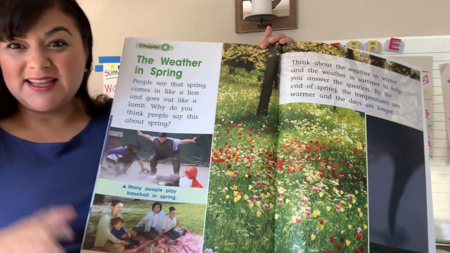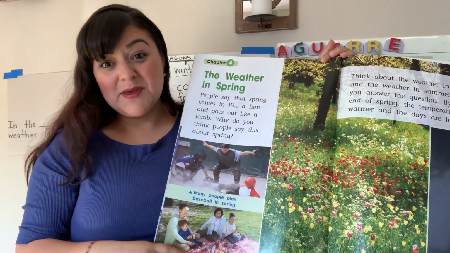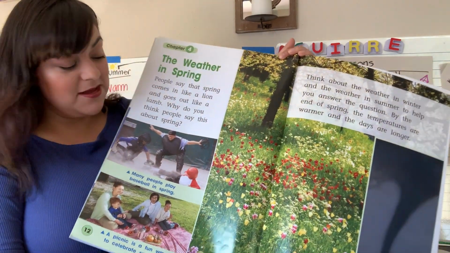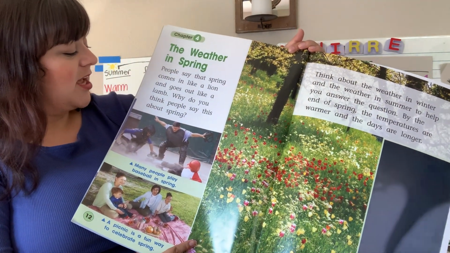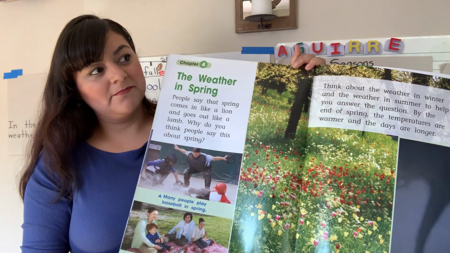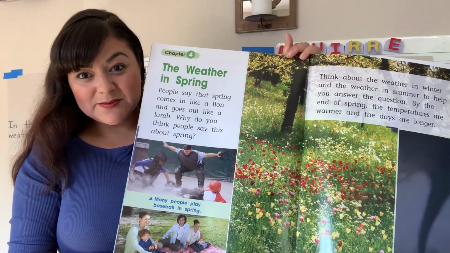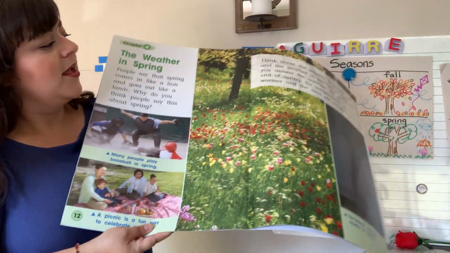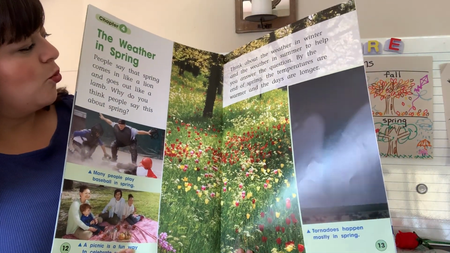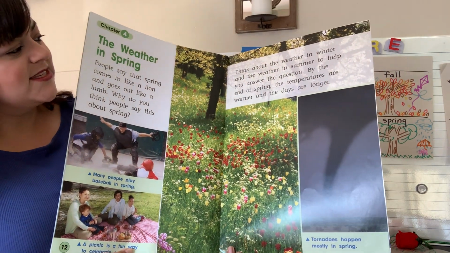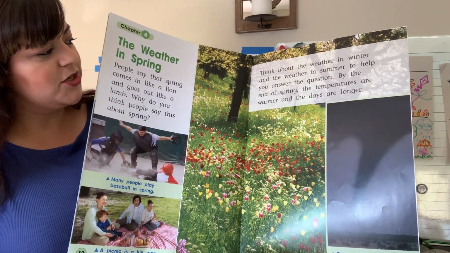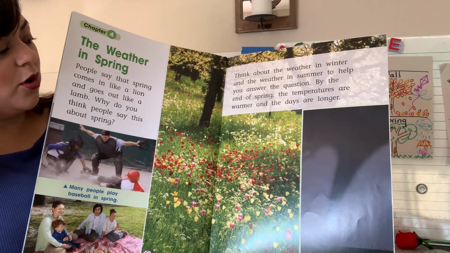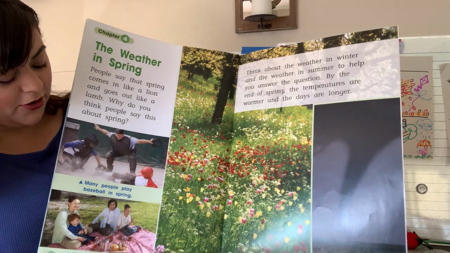It comes in like a lion. So maybe fast and fierce, quickly. And it goes out like a lamb. Maybe we don't notice it as much when it goes out. It's not as fast. Think about the weather in winter and the weather in summer to help you answer the question. By the end of spring, the temperatures are warmer and the days are longer.